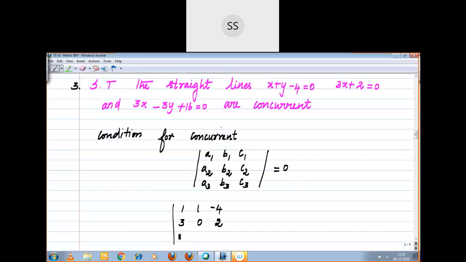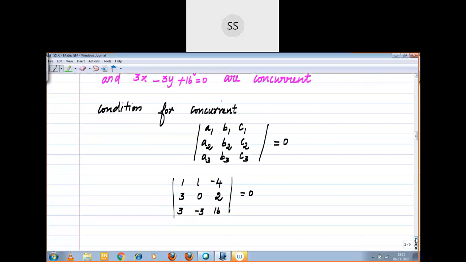Next, coefficient of x in the third line, that is our A3. Here what is your A3? 3. Right. Now, coefficient of y in the third line, that is our B3, minus 3. Constant in the third line, that is our C3. What is our C3 here? 16. Got it, children? Now, which is equal to 0.